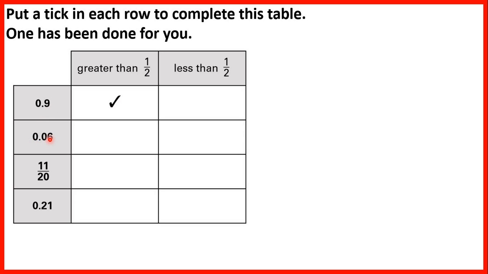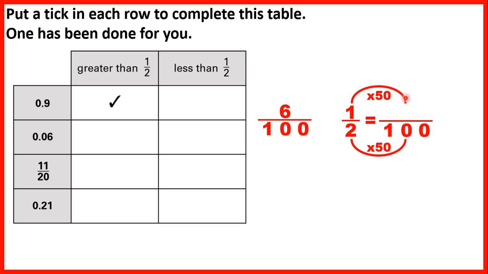0.06. So we need to remember that the second digit after the decimal point is our hundredths digit. So here we have 6/100ths. Now we need to compare that to 1/2. So we need to think 1/2 is the same as how many hundredths? Well, we can find an equivalent fraction, and 1/2 is the same as 50/100ths. So because 6/100ths is less than 50/100ths, that's less than 1/2.